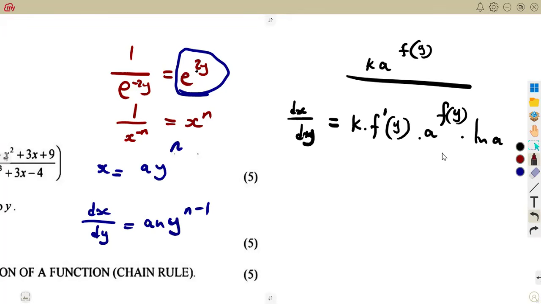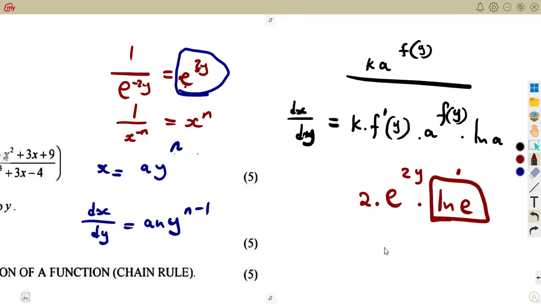In our case, k is just 1. So we're just dealing with 1. So we focus: what is the first derivative of the exponent of y there? That's 2, times this one, which remains as it is: e to the exponent of f of y, e to the exponent of 2y, times the ln of a, the ln of the base. We are dealing with the ln of e. What is the ln of e? The ln of e is 1. So if you multiply this, that's 2e to the exponent of 2y. So when you have e like this, guys, you're not supposed to even go through this part.